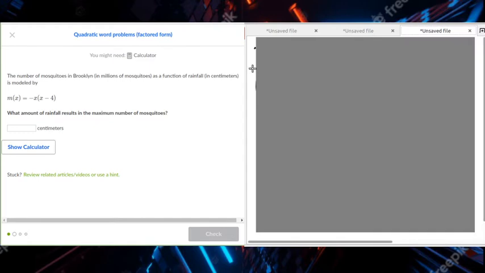Okay, so I know that either negative x is equal to 0. I could say x is equal to 0. I don't want anybody to get confused. Or x minus 4 is equal to 0. So if I want to find the x-intercepts, right?